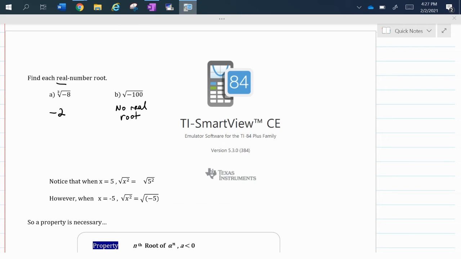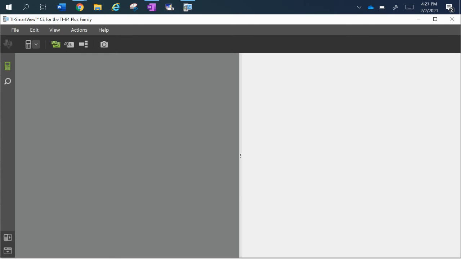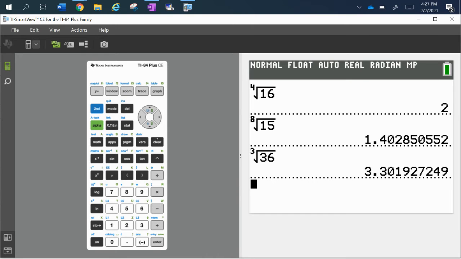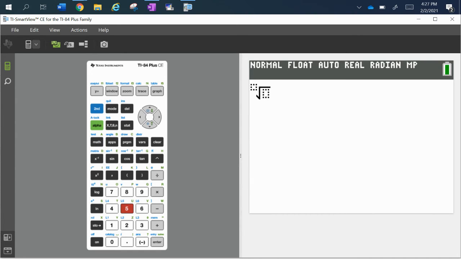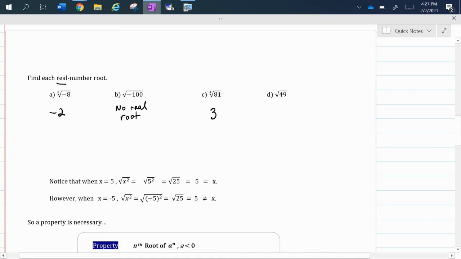Your calculator will do a fourth root, and it's under the math button. The math button, number 4 gives me the cube root, and number 5 lets me change the index to anything I want. So I can do the fourth root of 81 on my calculator, and it's 3. And remember, this is talking about the principal root because we're just simplifying. So the square root of 49 is just 7.